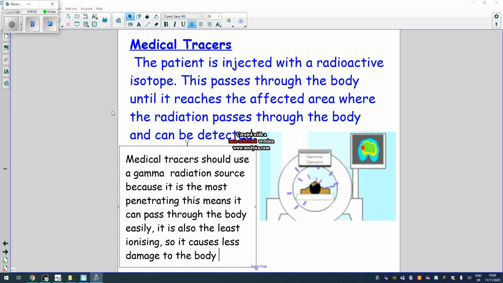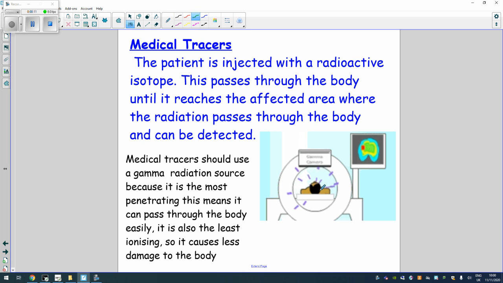Okay, so just to summarize on the medical tracers then. We inject somebody with some sort of element which gives off gamma rays. This travels through the body, gets to a blockage, for example, and the gamma rays are able to pass through the body because they're the most penetrating, and they reach a gamma camera which can see where they are being given out from. You get a scan of the body and it will show this blockage was exactly here because this is where all the gamma is coming from. And it's really good to use gamma because it gets out of the body easily and it's the least ionizing, so it's going to cause the least amount of damage as it exits the body.